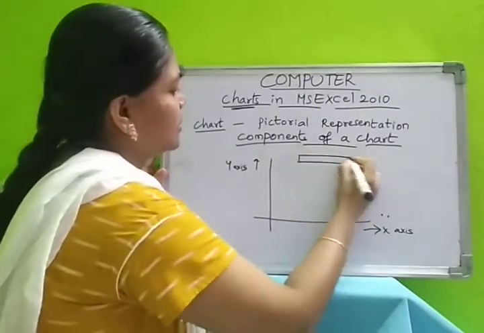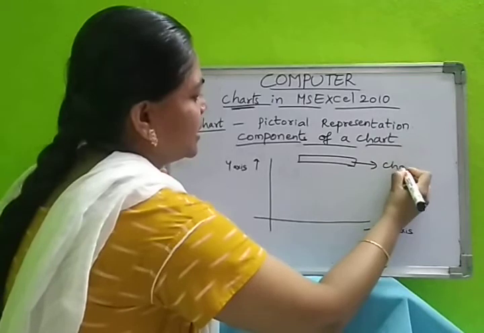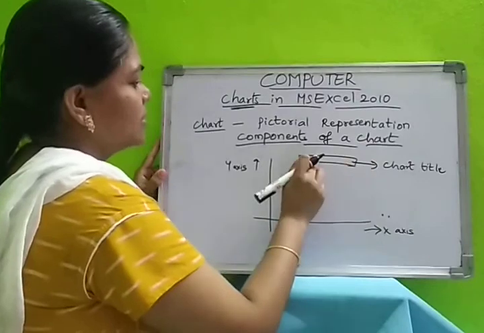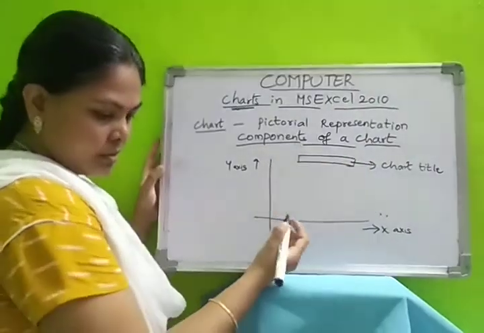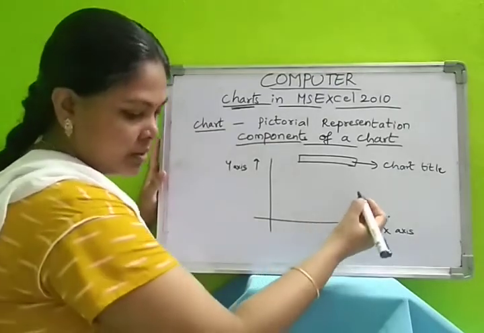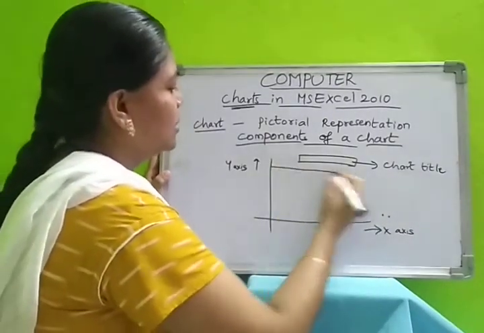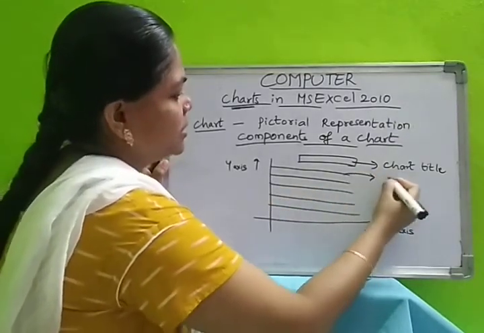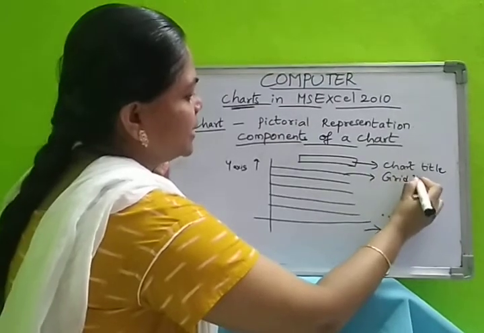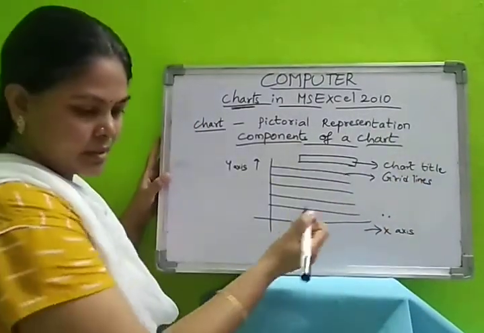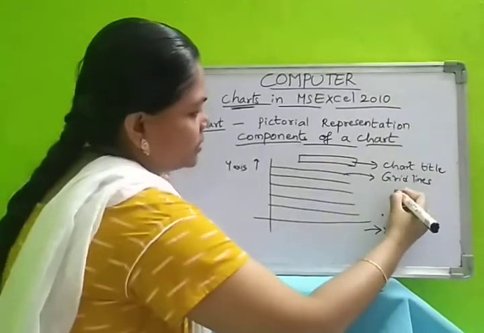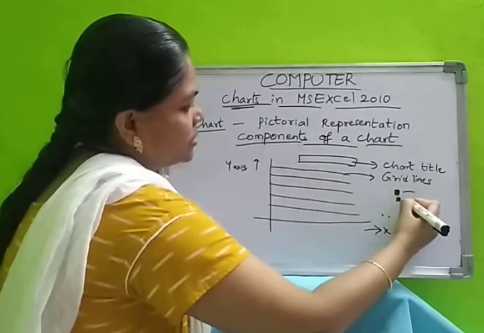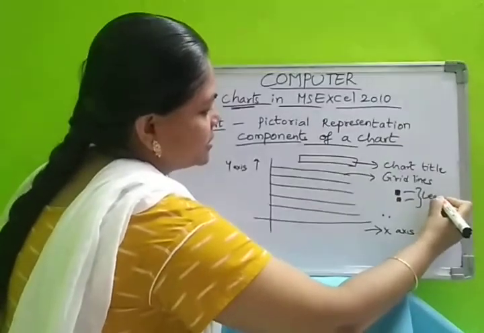Next, here one title will be given, that is the chart title. That title also you can give. Whatever you want to represent here, you can write the title here. The next one is grid lines. Here lines like this will be displayed in the chart. Without lines also we can display this. So these are grid lines. And here, with the two colors the values are displayed. If you are comparing two, these two are called legends.